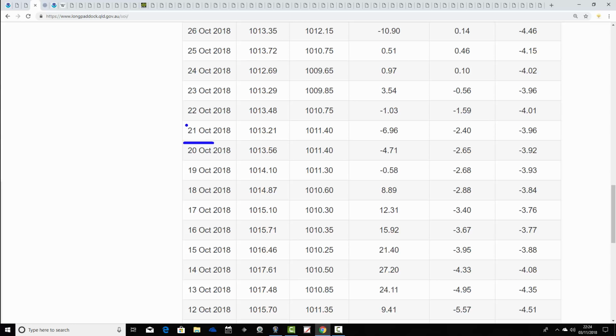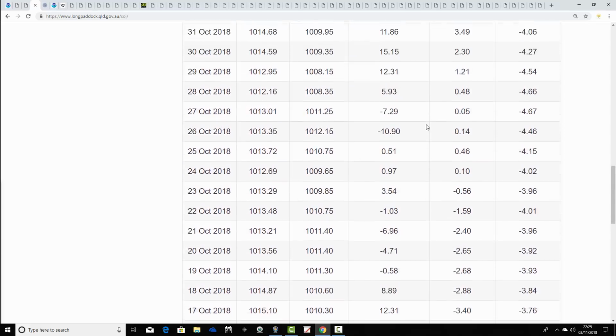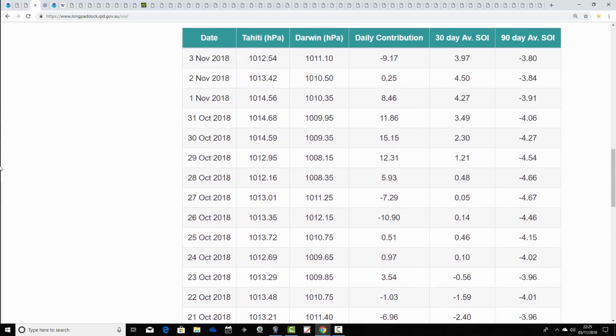Now we go a little bit negative again. Around the 20th and the 21st of October, we go down to -4 and -6 with the SOI. So again, more reflective of an El Nino type setup at that point. But then we go a little bit positive again. 23rd, for example, goes to plus 3.54. We scroll further up, get quite a negative number on the 26th of October, -10.90. And the 27th is -7.29.